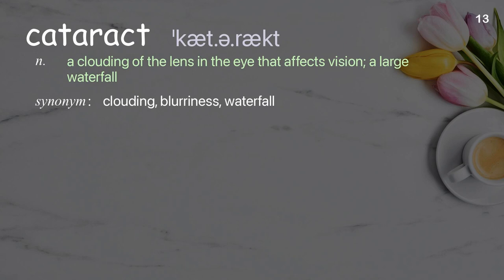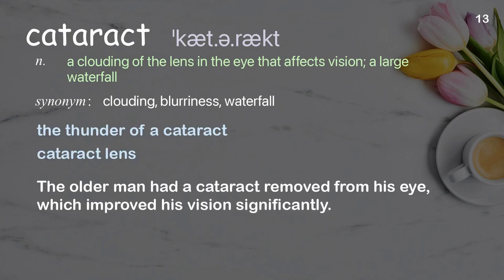Cataract. A clouding of the lens in the eye that affects vision; a large waterfall. Examples: The thunder of a cataract. Cataract lens. The older man had a cataract removed from his eye, which improved his vision significantly.